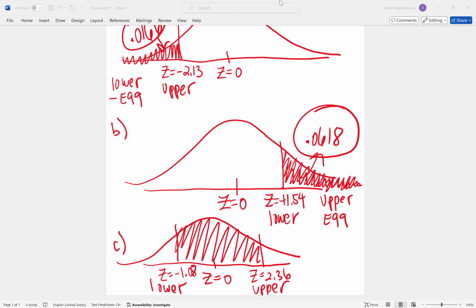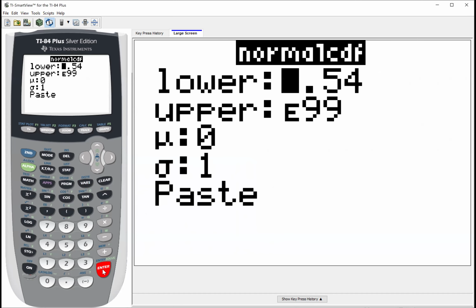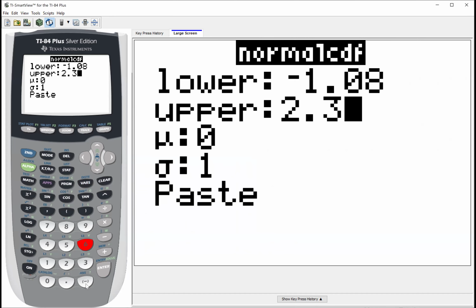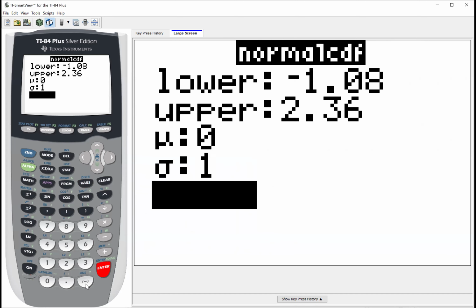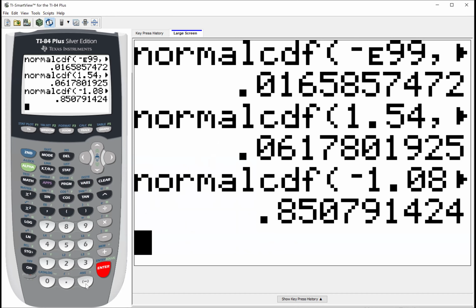So let's go to the calculator. And second, there's option 2. So my lower is negative 1.08. My upper is 2.36. Since those are z-scores, the mean of all the z-scores is 0, and the standard deviation is 1. And we could paste, enter, and we get to 4 places, 0.8508, which is what we got when we used the table.